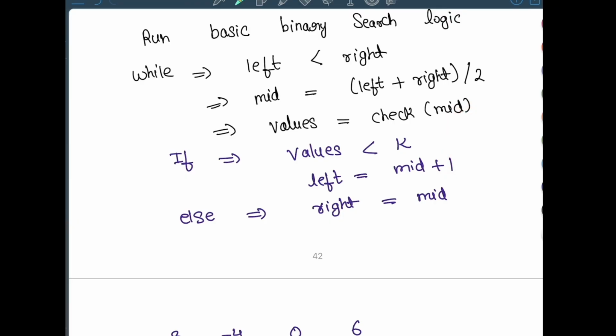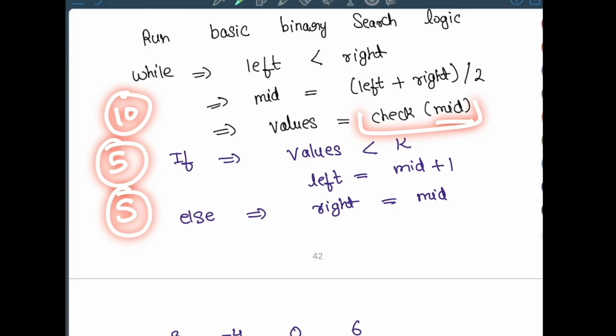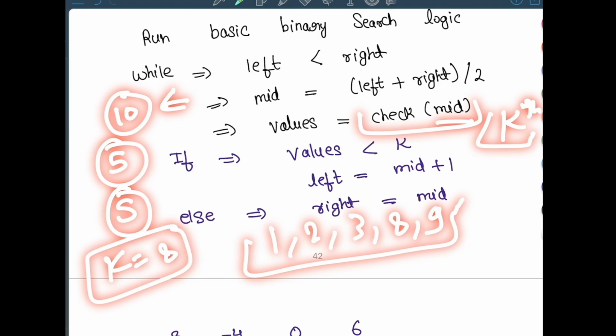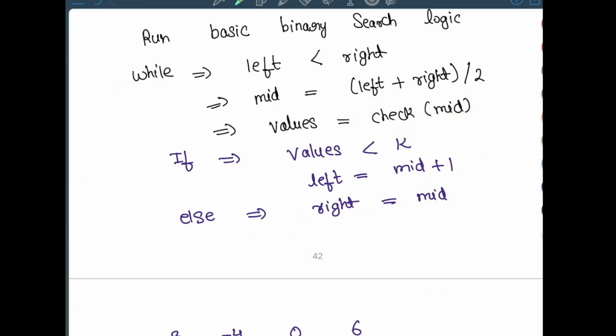And why so? That's because if mid is 10 and the output of this function is 5, it means that we have 5 products which are less than 10. Let us say the products are 1, 2, 3, 8 and 9. These are the products which are less than or equal to 10, right? We need to find the kth smallest. Let us say the value of k is 8. We need to find the 8th smallest, right? 9 is the 5th smallest. So the 8th smallest is going to be more than 9. Right now we are checking for 10.